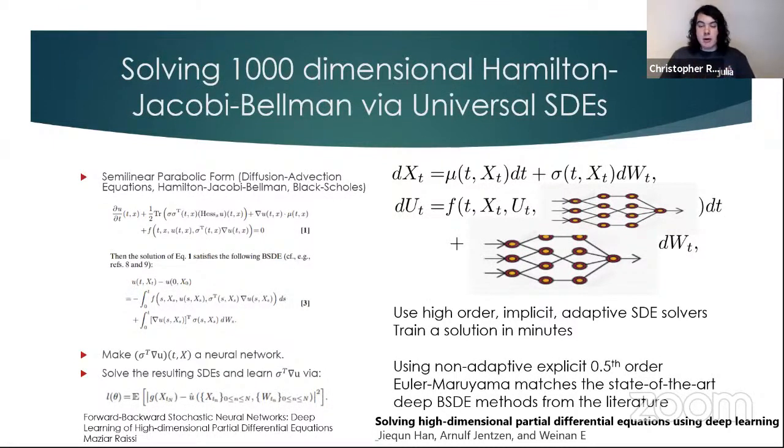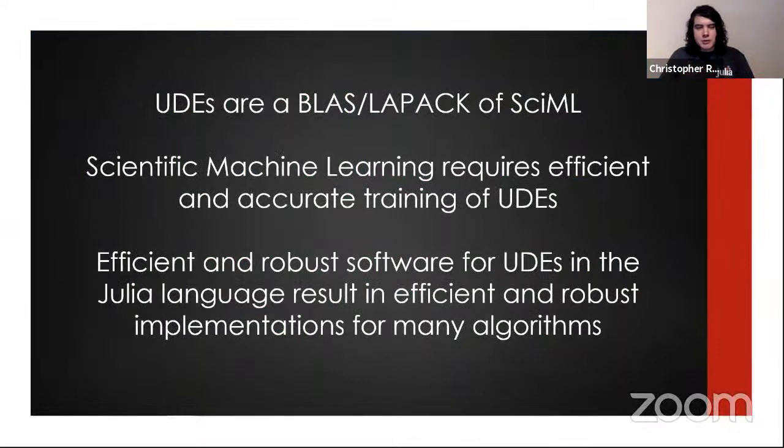But then you can extend it, right? You can utilize high-order methods. You can use implicit methods. You can utilize adaptive SDE solvers, and now you have new variants of these pretty state-of-the-art methods just by applying this universal SDE solver or universal SDE training mechanism to this definition of an SDE. So there are a lot of new ways that people are showing that you can solve partial differential equations fast with neural networks, and these all fall under this universal differential equation formalization. And so in some sense, UDEs are the BLAS or LAPACK of SciML, right?